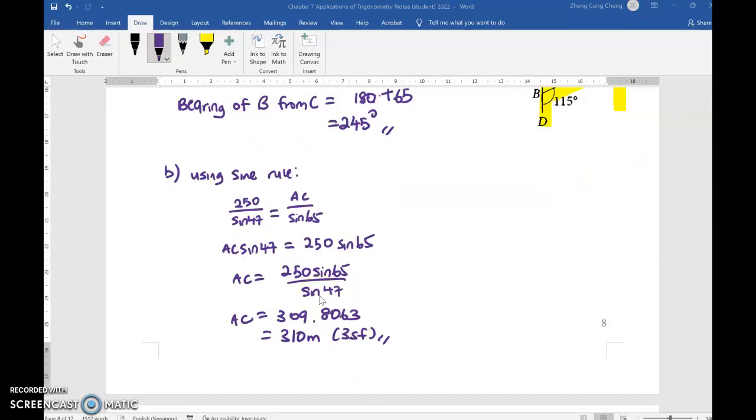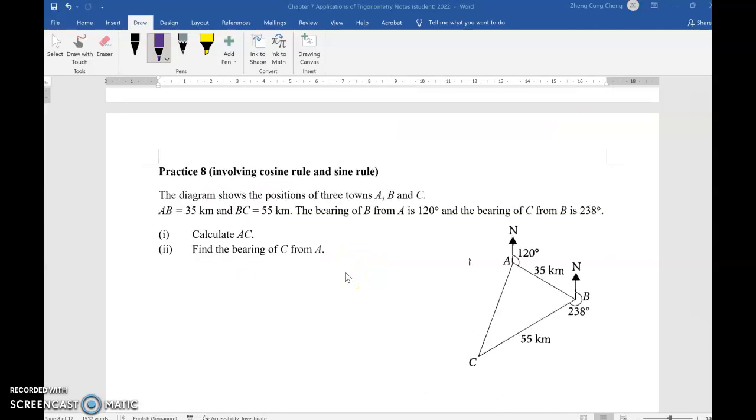Due to the limitations of the app, I can only make a 15-minute video, so I need to move on. If you need to copy, please pause the video and copy. Let's do the last example today. Now, this practice involves bearings and cosine rule.